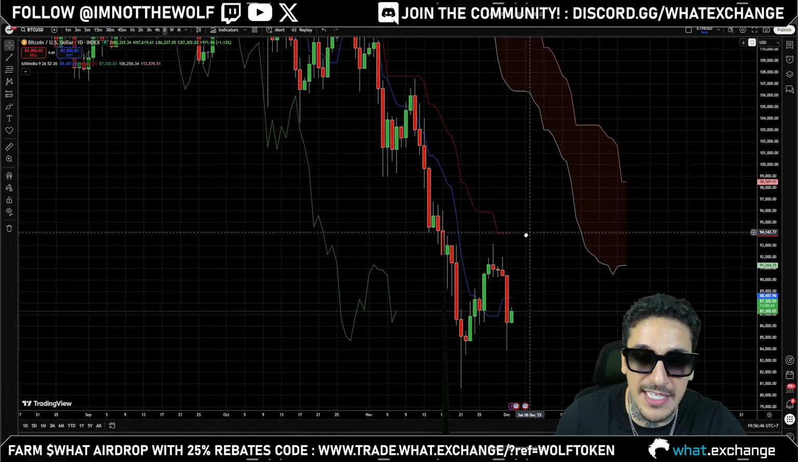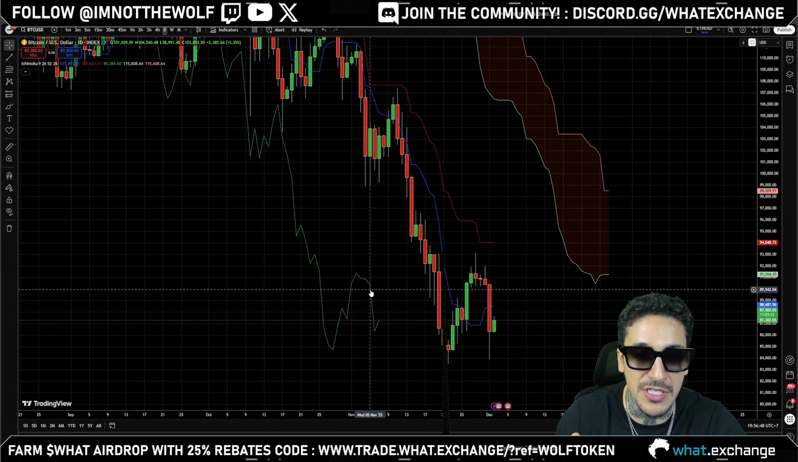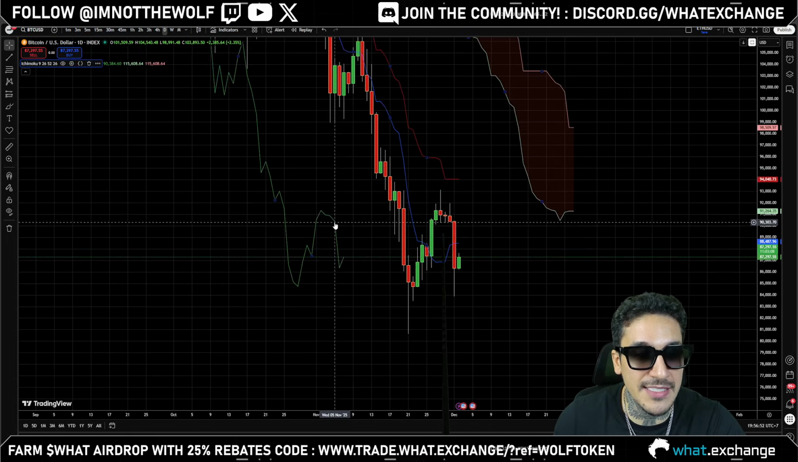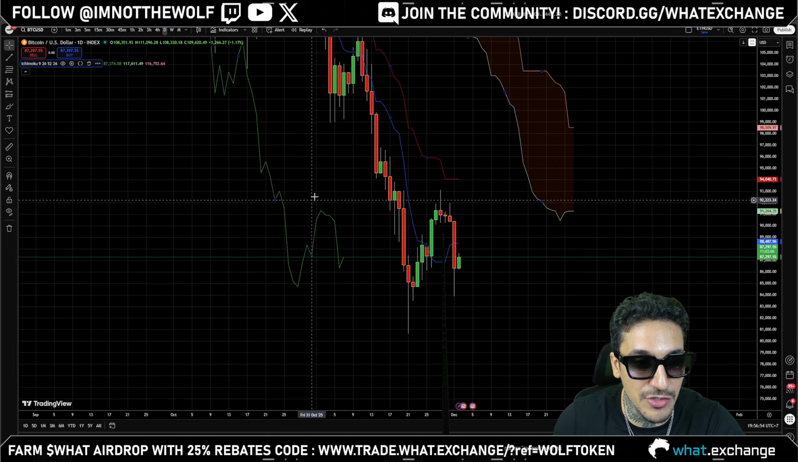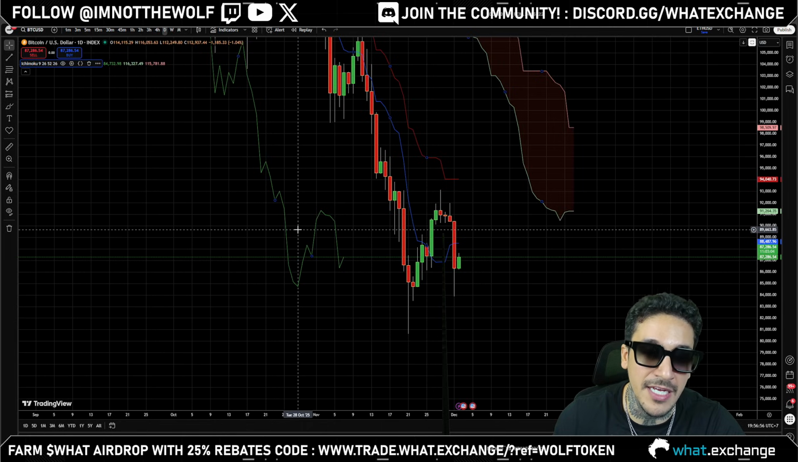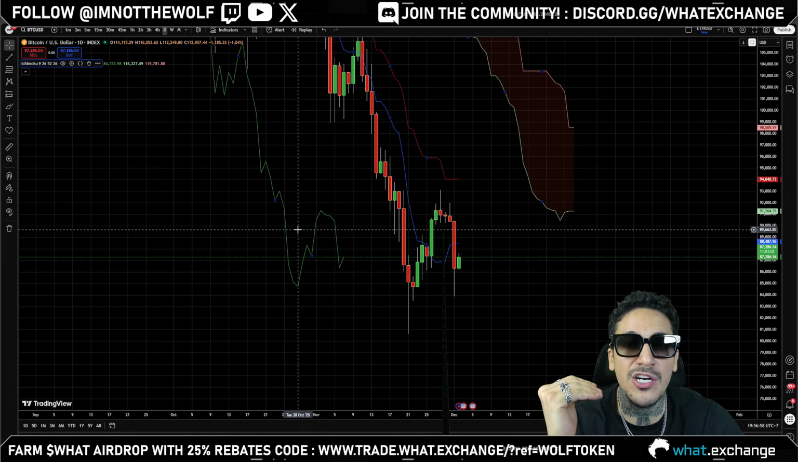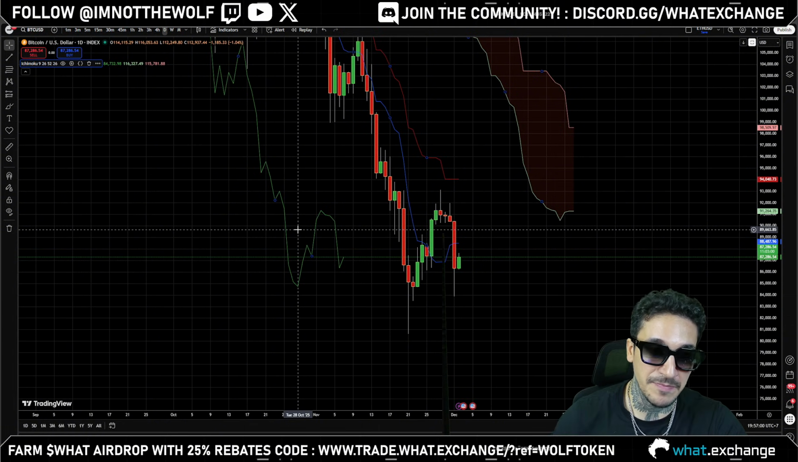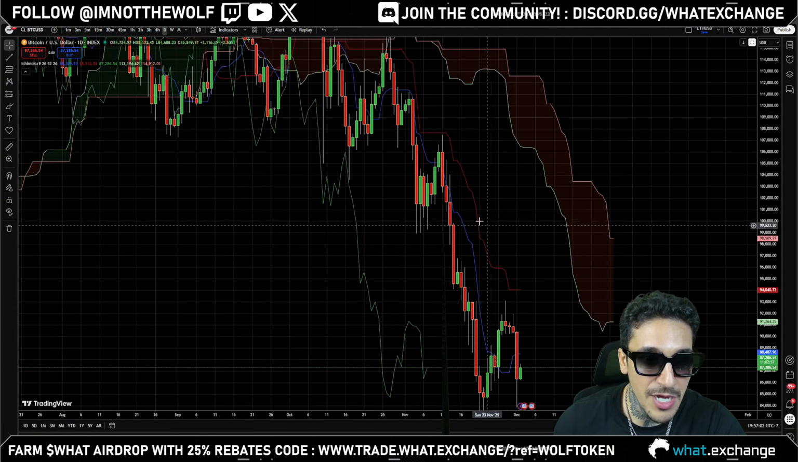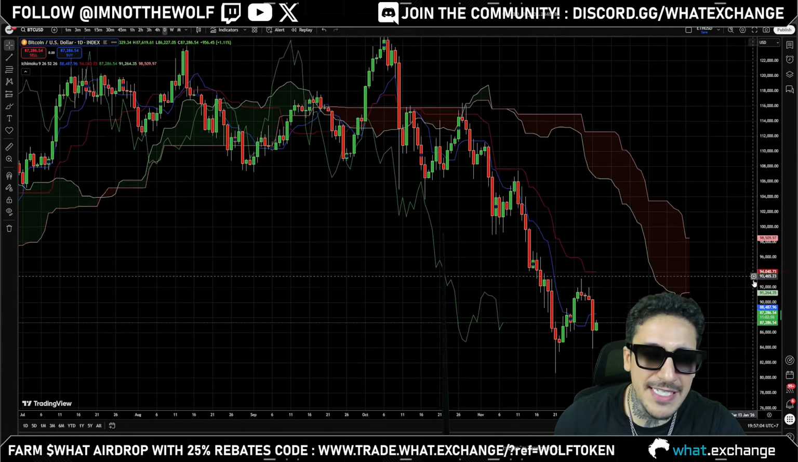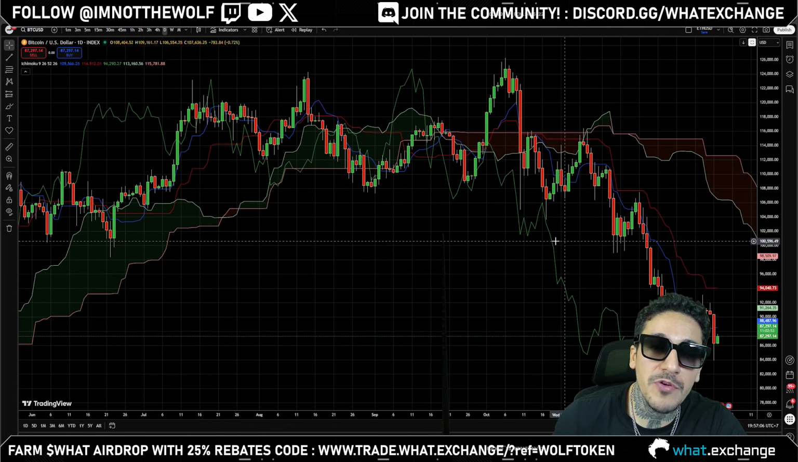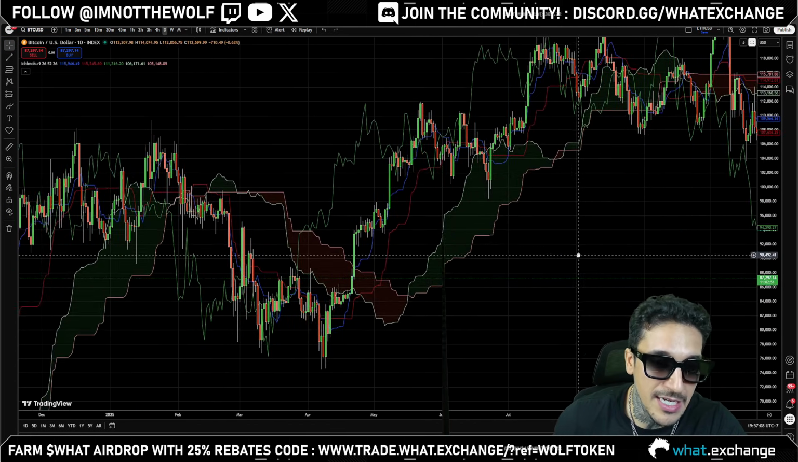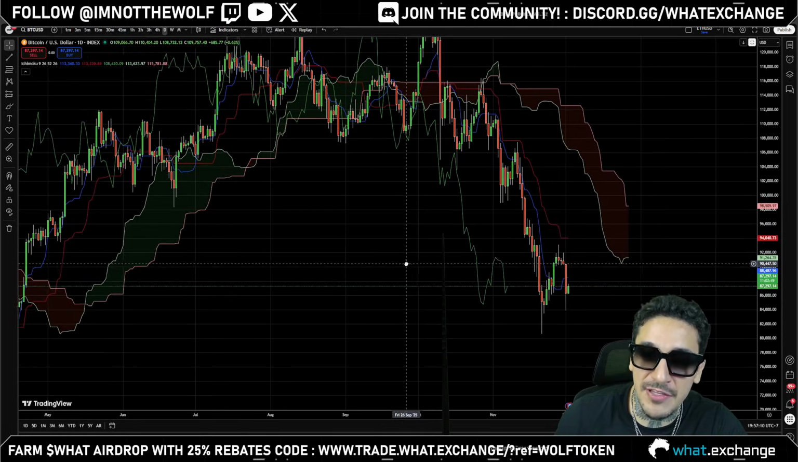Now, the final line that we have that a lot of people seem to just not really care about, I personally ignore it many of the times, but it is this lagging span green line right behind. So the lagging span is a confirmation indicator, okay? Now, the lagging span is extremely powerful for confirming the trend. And I'll get to that at the very, very end.